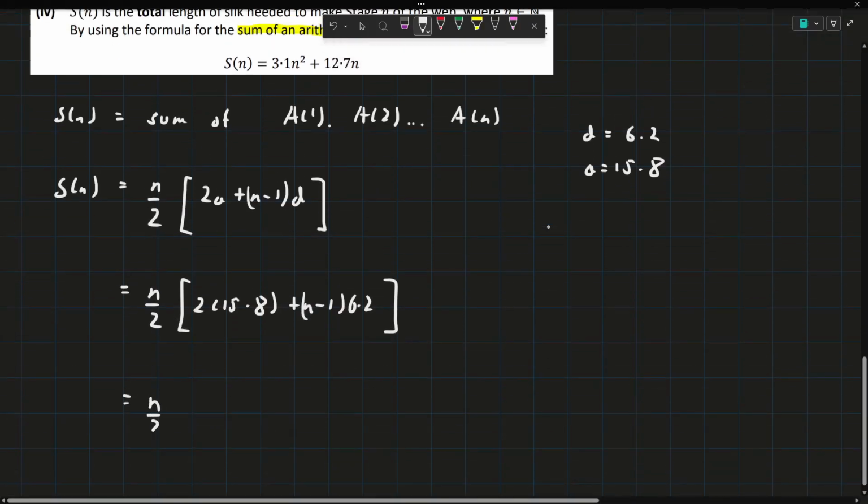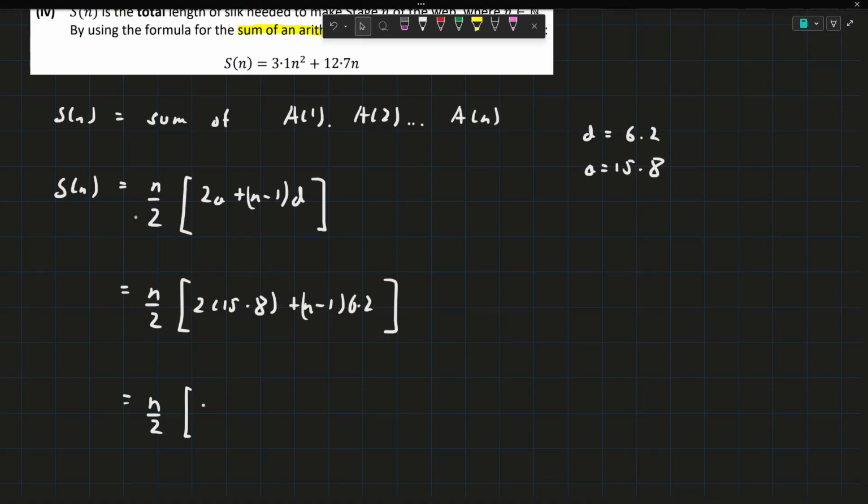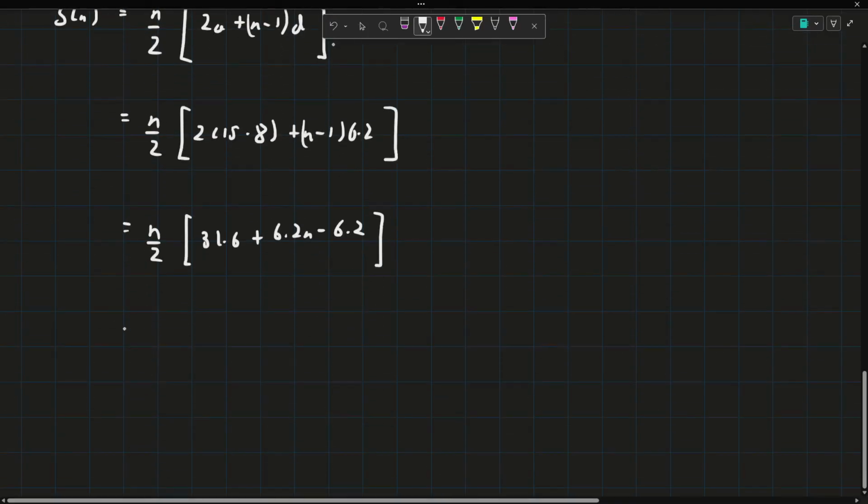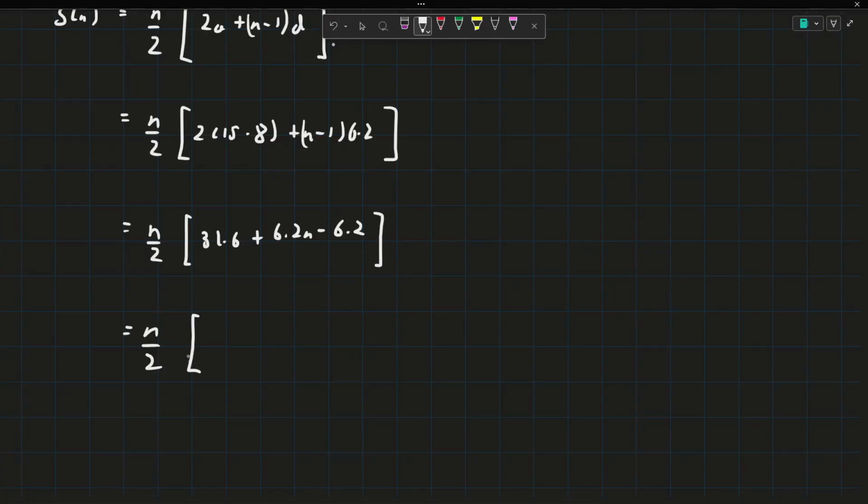So we're going to have n over 2 times, and then 2 times 15.8. That's going to be 31.6. And then we're going to have plus 6.2n minus 6.2 when we expand out that bracket. And then we can keep simplifying, so we're going to have n over 2, and then we can do 31.6 minus 6.2, which will give you 25.4. So we'll have 6.2n plus 25.4.